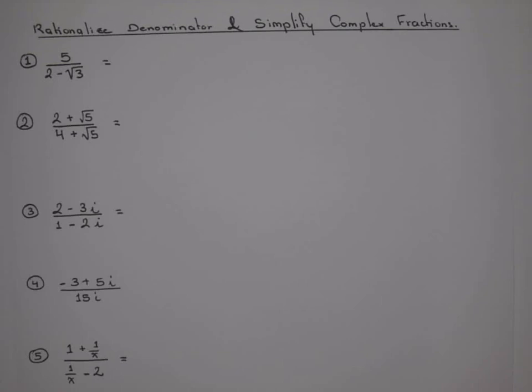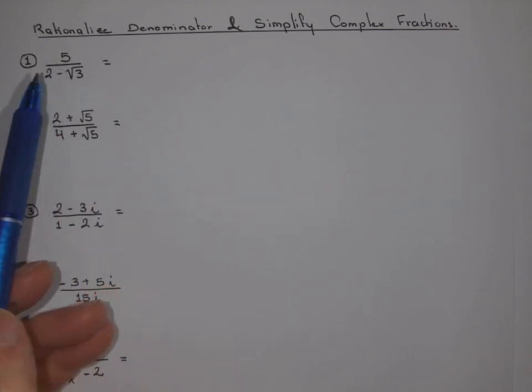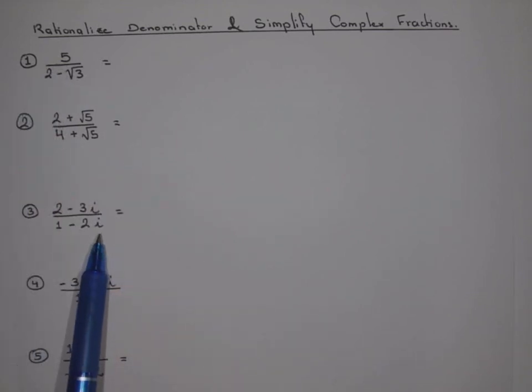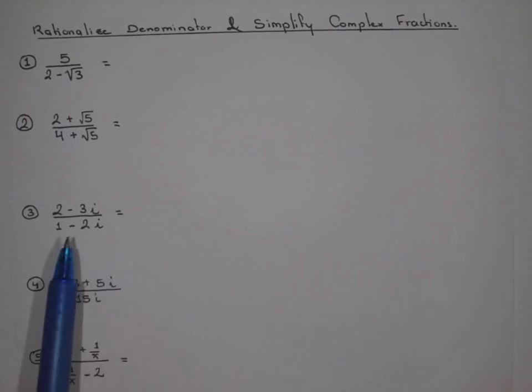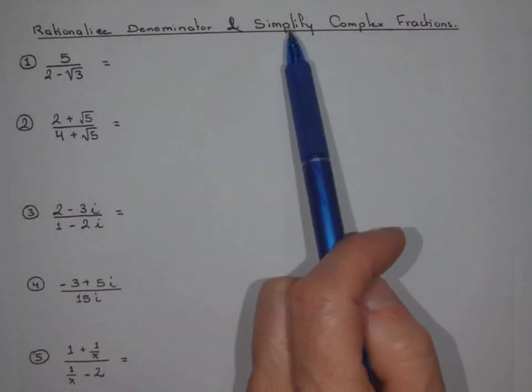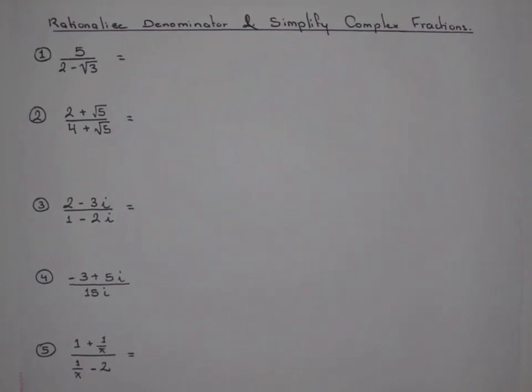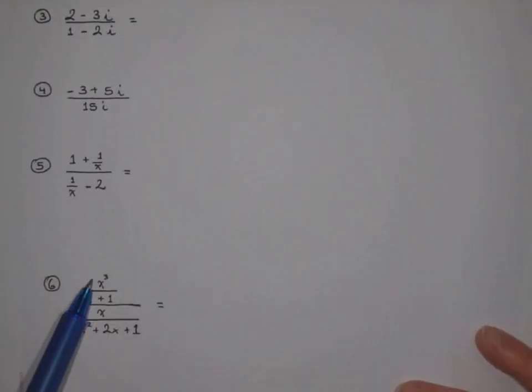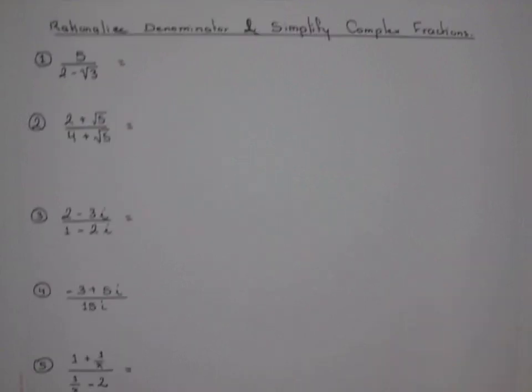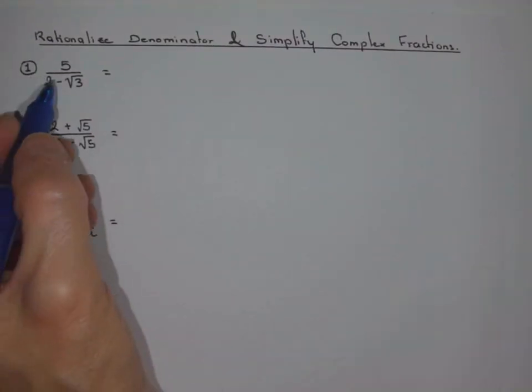Hello, so this video is going to focus on rationalizing the denominator if we have a radical or a complex number, and simplifying complex fractions, so fractions like that, when we have a fraction within a fraction, like this one or this one. Alright, so first let's rationalize.